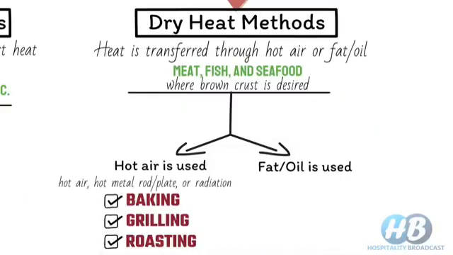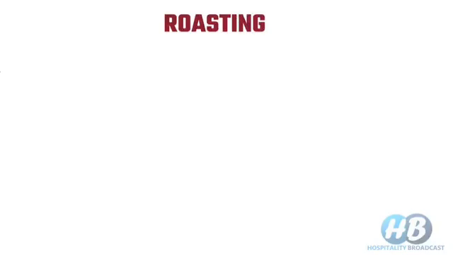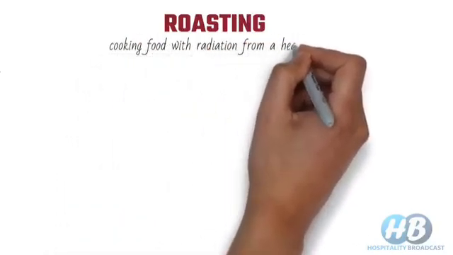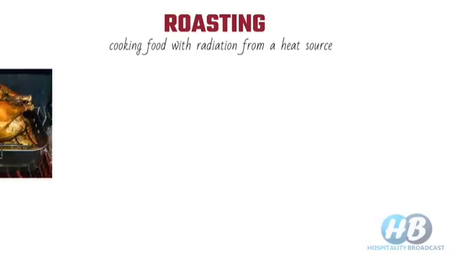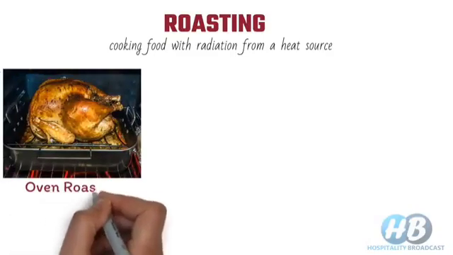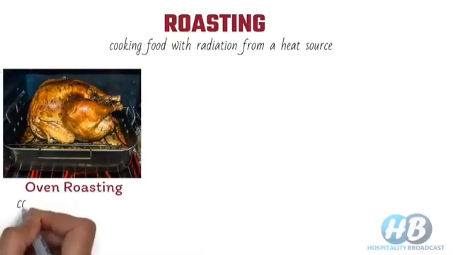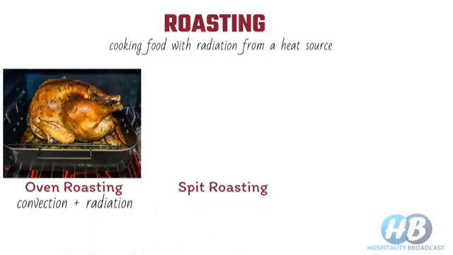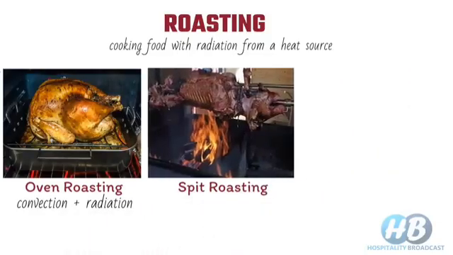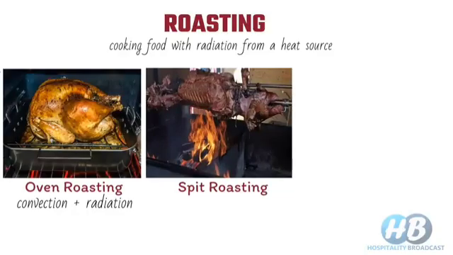Next, we have roasting. Roasting refers to cooking food with radiation from a heat source such as open fire or spit. Additionally, now we can also opt for oven roasting, which is a combination of convection and radiation. Next, we have spit roasting. In this method, the food is cooked over a spit or open fire, in the direct contact with the flame of a clear, bright fire.